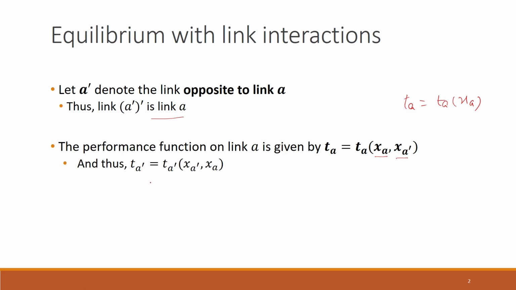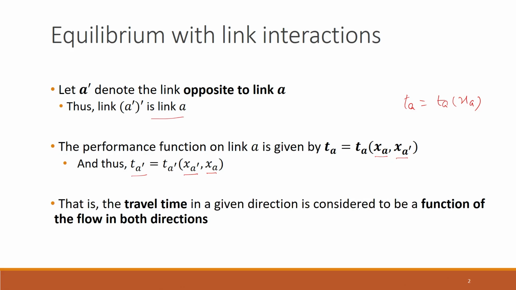Similarly, we can write the travel time function for the opposite link A dash. That will also have x_A dash and x_A in its argument, that is, it will be a function of the flow through link A dash and also the flow through the opposite link, which in this case is link A. So, the travel time in a given direction is considered to be a function of the flow in both directions.